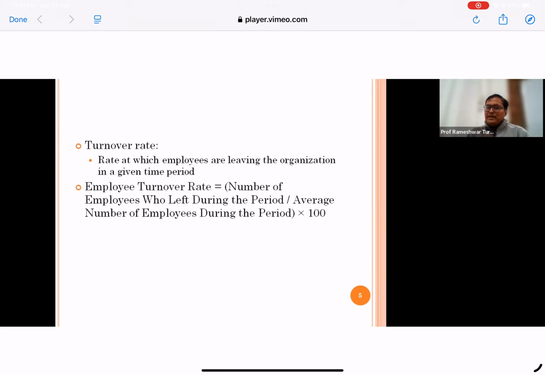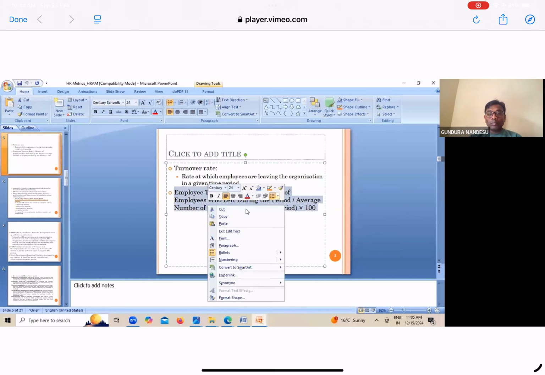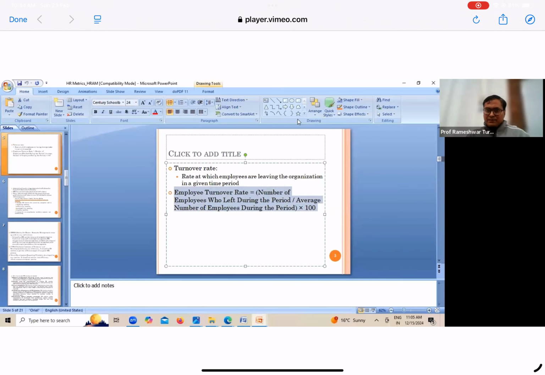Number of employees who left during the period. Do you have the answer for this in this scenario? How many people have left in a one-year time period? 30, sir. Divided by the average number of employees during this period. How many average people are there in this period? I am posting this formula in the Google Classroom.